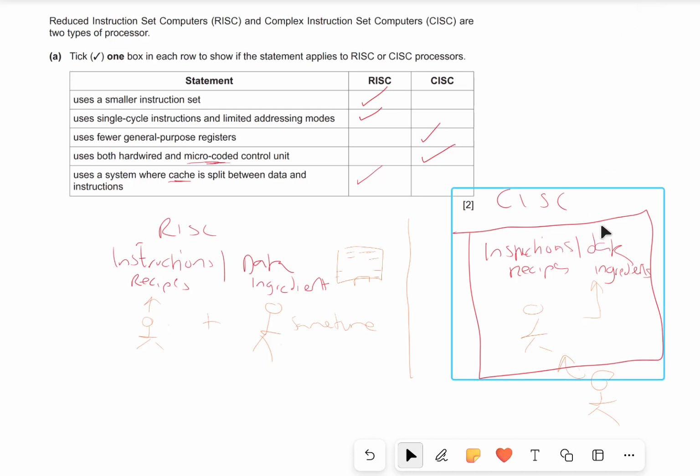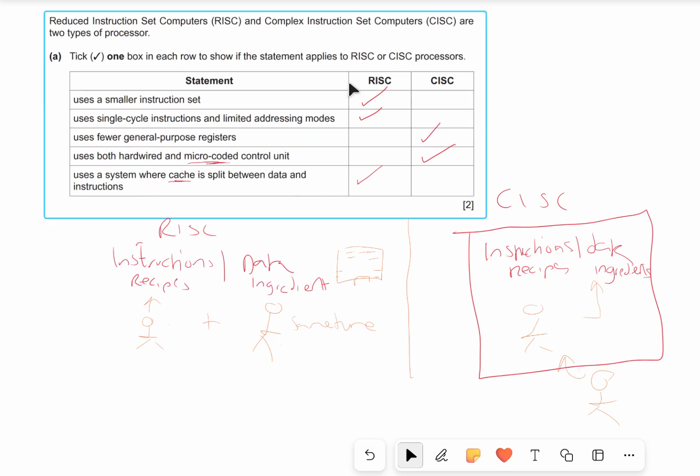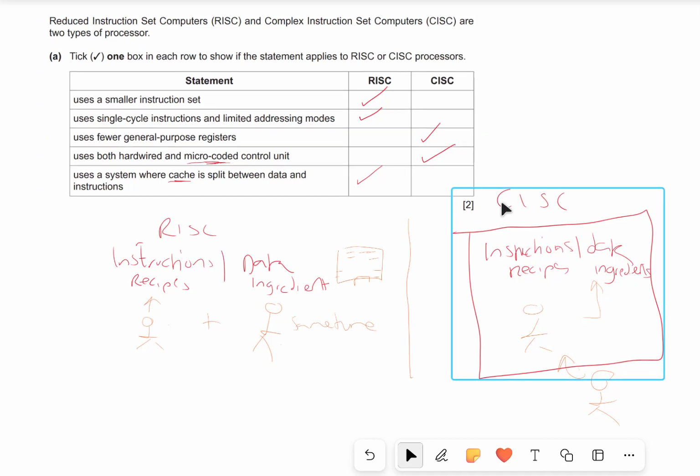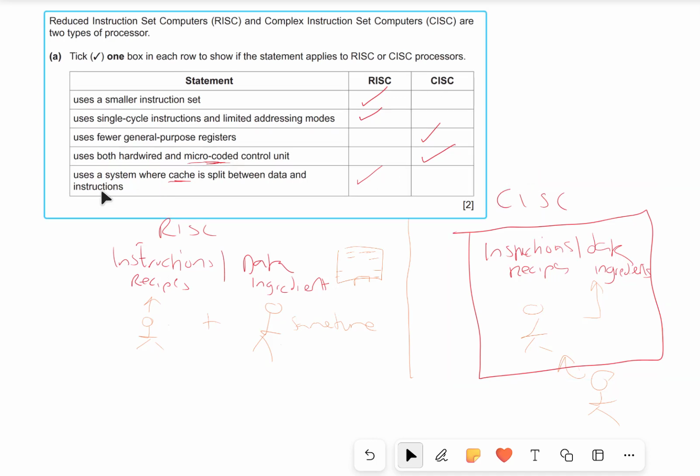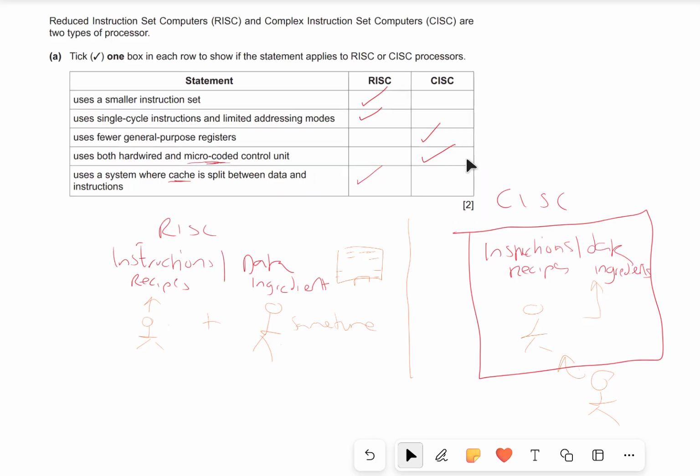However, managing one pantry is simple, but it does require organization. Managing two is slightly more challenging, which is ironic considering we keep saying RISC is simpler than CISC. However, point made. RISC uses a system where the cache is actually split between data and instructions, while CISC groups it all together.